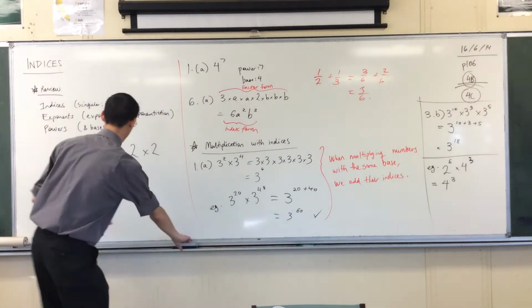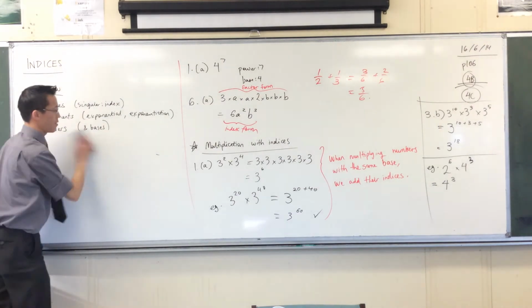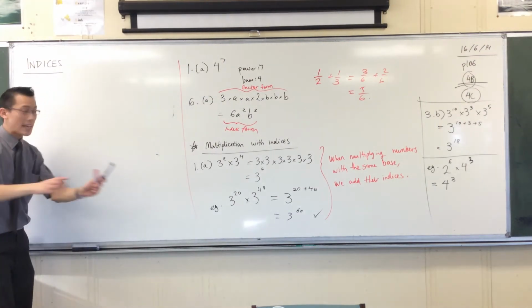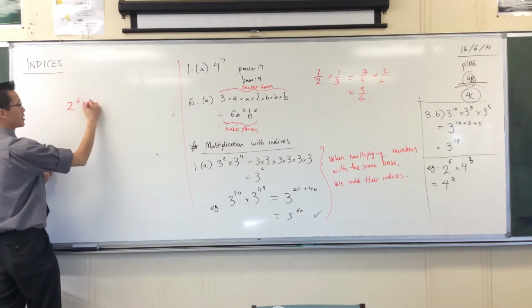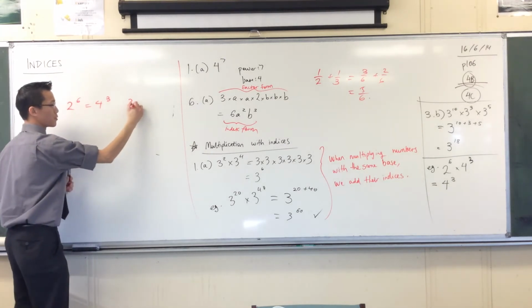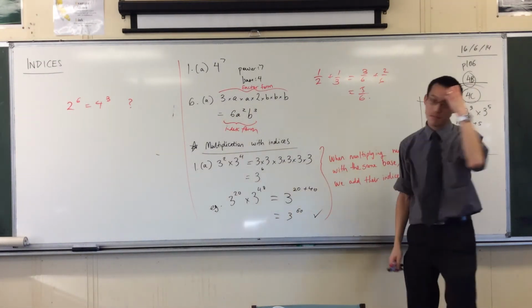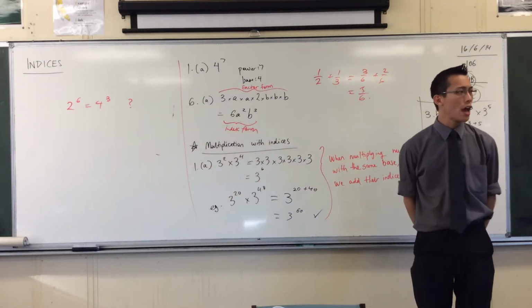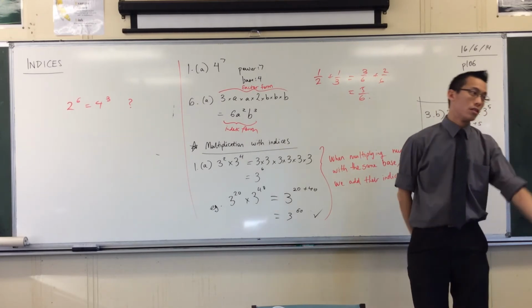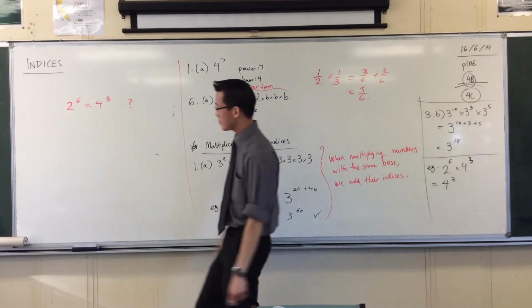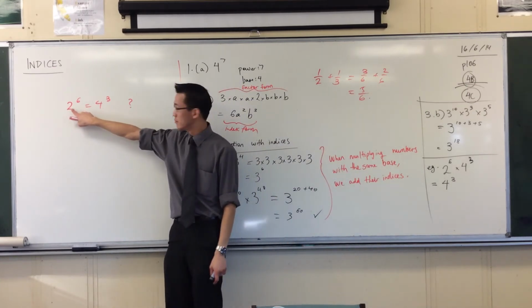Okay, now I'm curious. Who thinks that that's true? This is actually very, very important. I'm not too sure, to be honest. So okay. Is 2 to the 6 equal to 4 cubed? Question mark. Is it? I'm not sure. How could you tell? Well, you could put it in a calculator. That'd do it. Pretty sure that's 64.